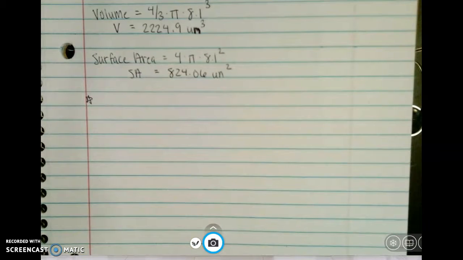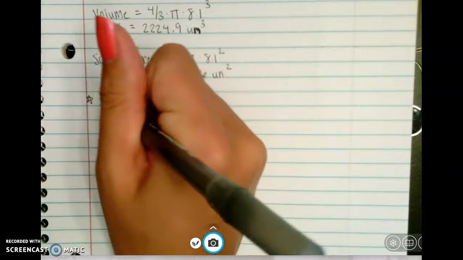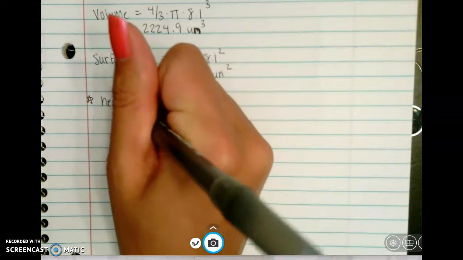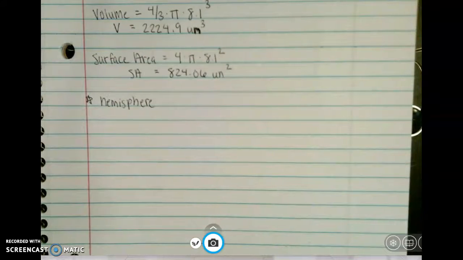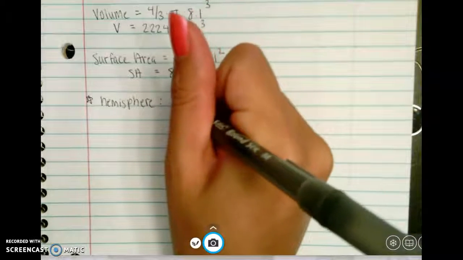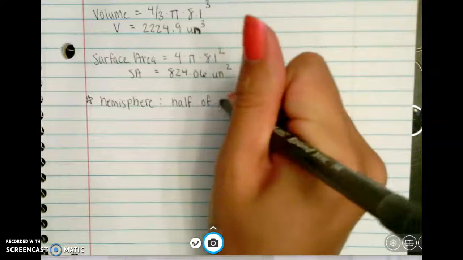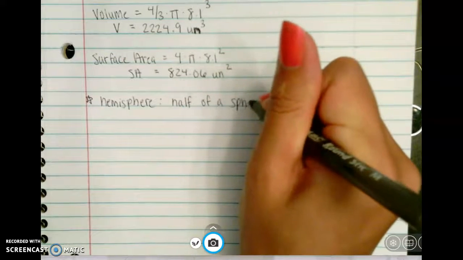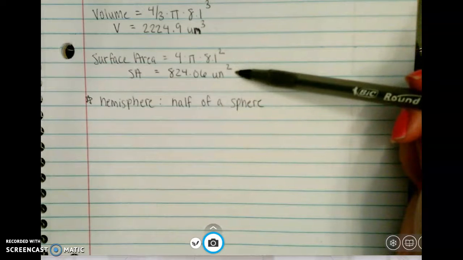And just for your information, I know that in Khan Academy and possibly on the worksheet, you're going to be asked to either find the volume or surface area of a hemisphere. If that's true, just remember that a hemisphere is half of a sphere. So you'll do these calculations above, and then whatever you get for your answer, you'll just take half of it. So you'll just divide by 2.